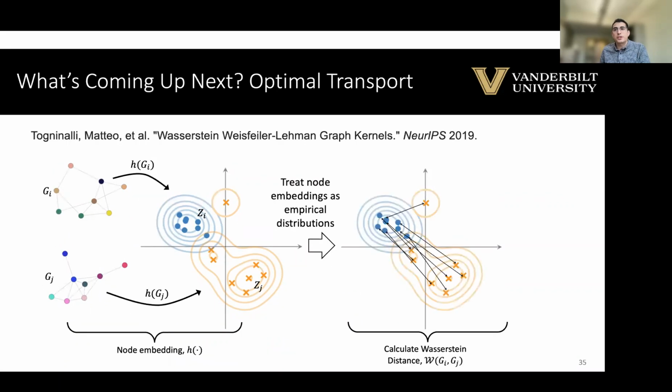But if we want to be a little bit more rigorous, maybe we would like to actually look at the distributions and compare these distributions, and how can we do that? We are going to see that optimal transport is a very interesting and very powerful tool that allows us to do that.